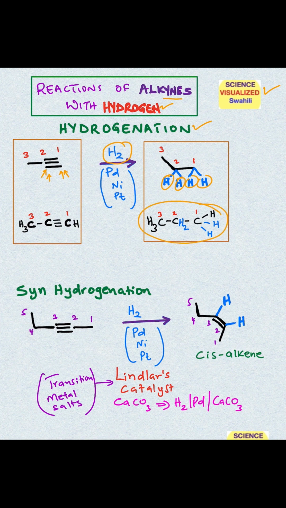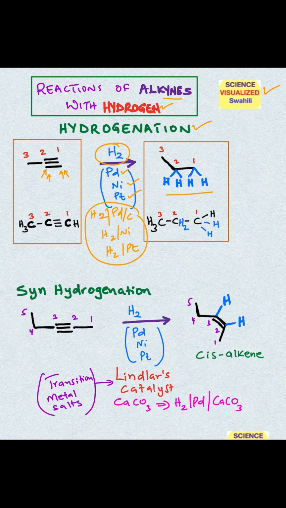to alkane. So that reaction requires hydrogen gas and a metal catalyst, which could be palladium or nickel or platinum. So anytime you see hydrogen with palladium, sometimes they have palladium deposited on carbon, or hydrogen with nickel, hydrogen with platinum, any of those will catalyze hydrogenation of triple bonds all the way to alkanes.